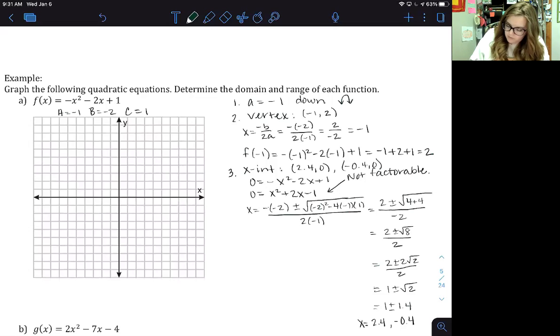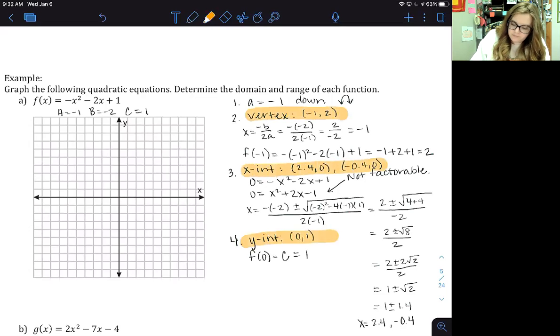And then lastly, we want to find our y-intercept. And remember, we're finding f of 0 here, which is going to just equal our value of c. And here c equals 1. So we have the ordered pair 0, 1. So now we're going to graph each of these points. So -1, 2 for our vertex. Then we have 2.4.